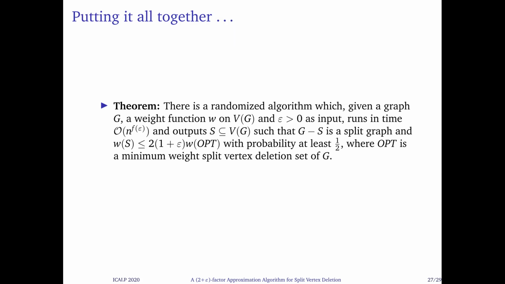Putting it all together, what we get is that there is a randomized algorithm which, given a graph G, a weight function W, and a fixed epsilon greater than 0, runs in time n to the f of epsilon, and outputs a subset S of the vertex set of G such that G minus S is a split graph, and the weight of S is at most 2 times (1 plus epsilon) the weight of opt. And this happens with probability at least half. Here opt is a minimum weight split vertex deletion set of G.